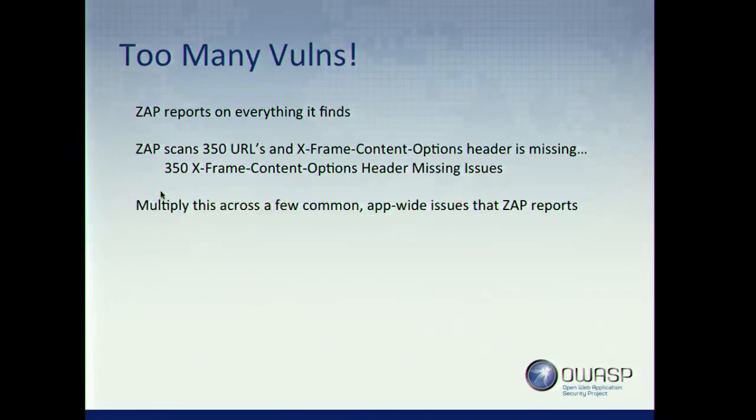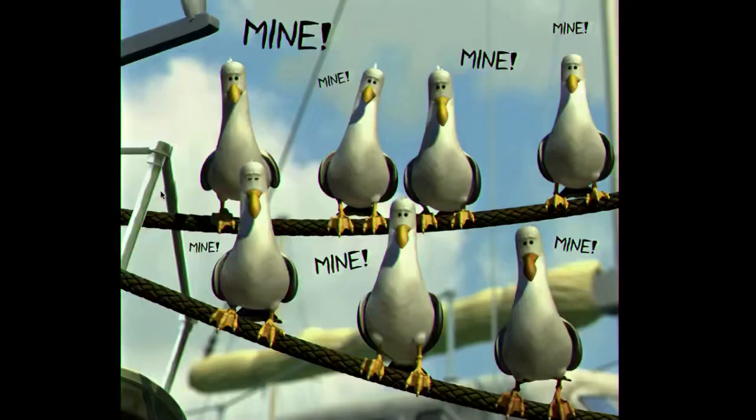So now, a couple of things we've improved on ZAP that we've learned along the way. ZAP reports everything it finds, and that's not a knock against ZAP, but it can be confusing or overwhelming at times. Let's say that ZAP found X-Frame-Options header is missing, which is probably the vulnerability I've seen the most in all of my test ZAP reports. And it scanned 350 pages on the site, so now you have 350 instances of that vulnerability. Multiply this across a couple more vulnerabilities that affect every page, and you have a ZAP report that looks something like this when you're exporting it.